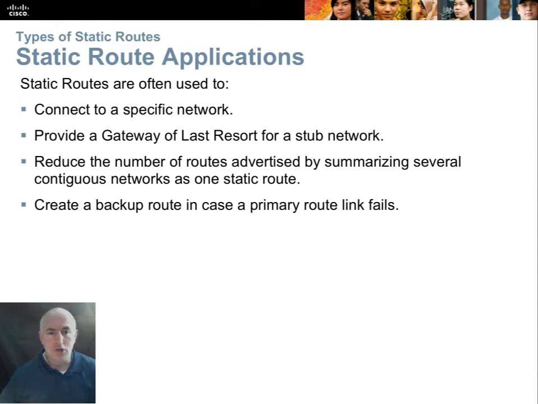We also can use it to create a backup route in case a primary route fails. We could, for instance, for critical parts of the network, create static routes to get there in case dynamic routing fails.